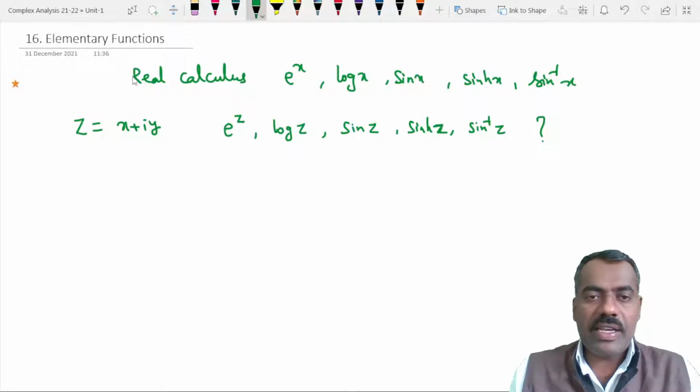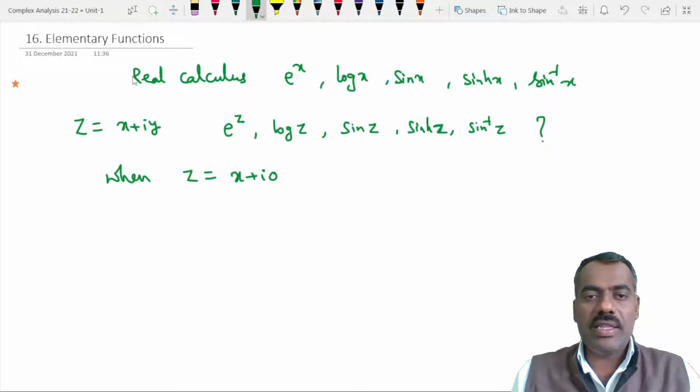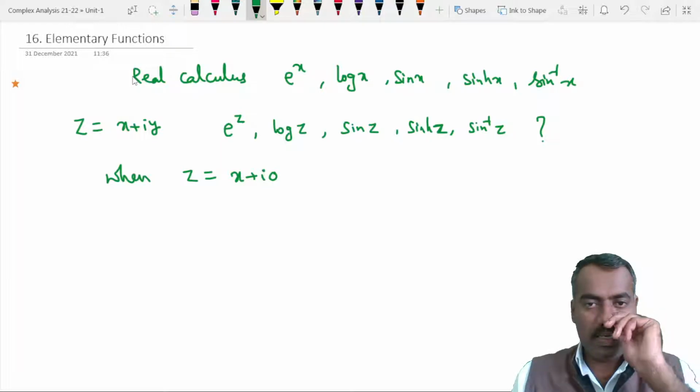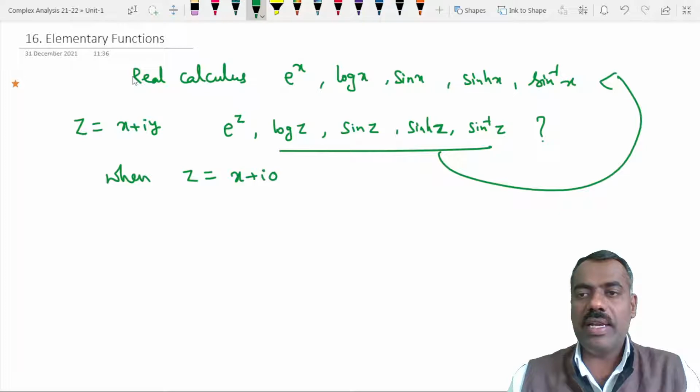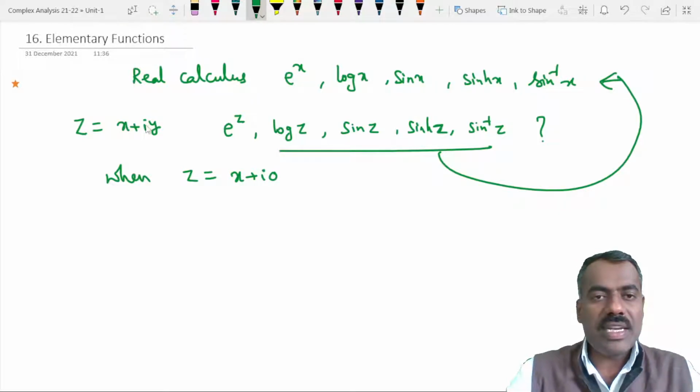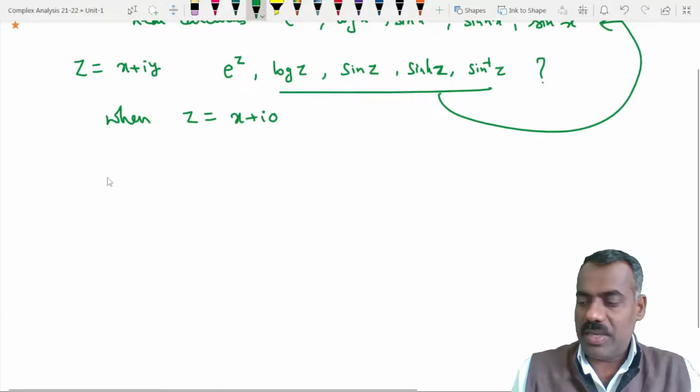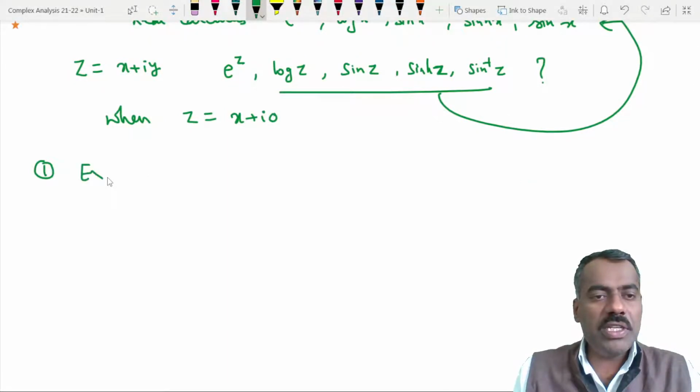We can define them in such a way that when our z is a real number, that means x plus i times 0, then whatever formulas we define should agree with the real case. Okay, fine. So let's see how we will do it one by one. The first one is the exponential.